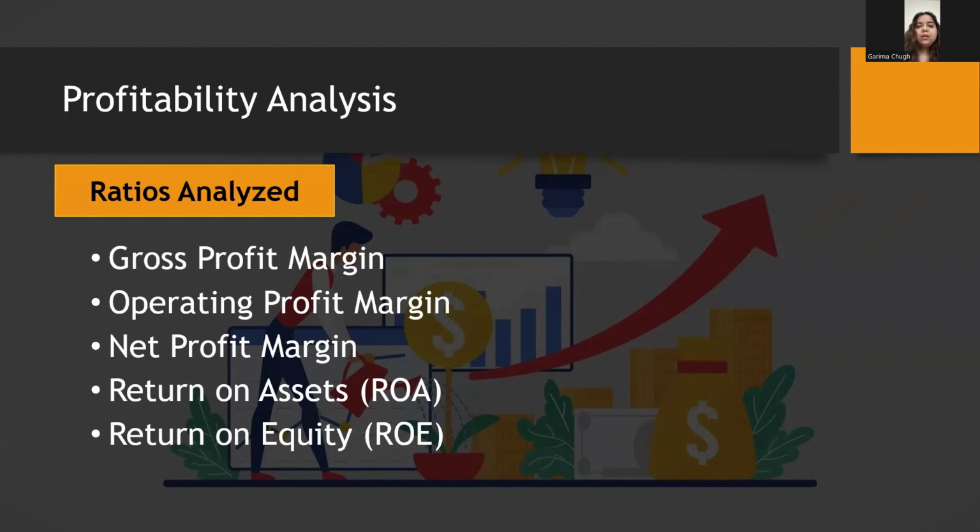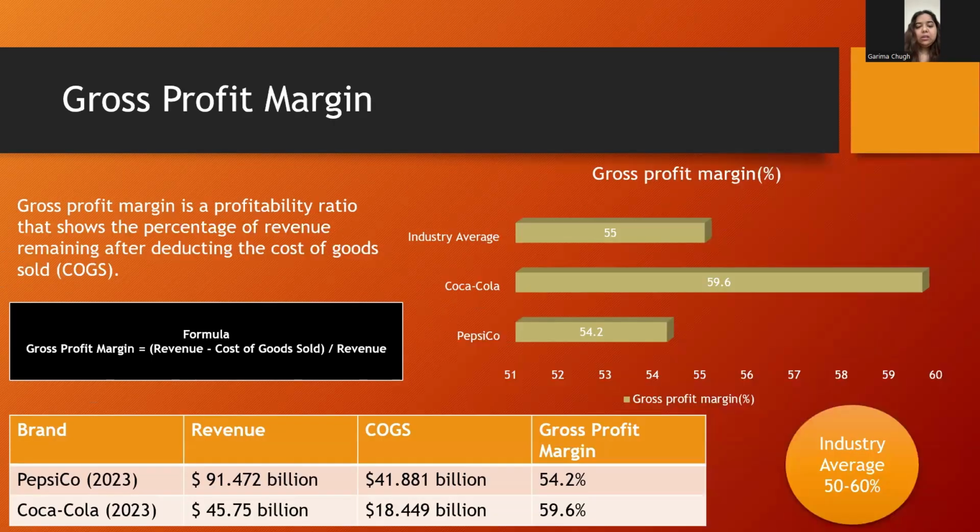So, firstly, we'll discuss gross profit margin. Next slide, please. Gross profit margin measures how efficiently a company produces goods while controlling its production costs. The higher the margin, the better the company is at managing costs and maintaining profitability.